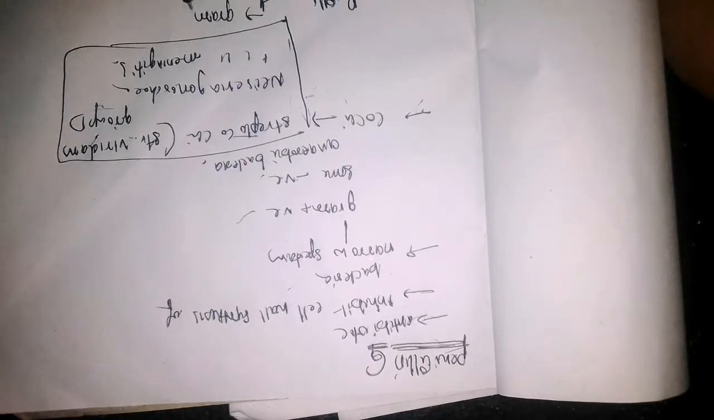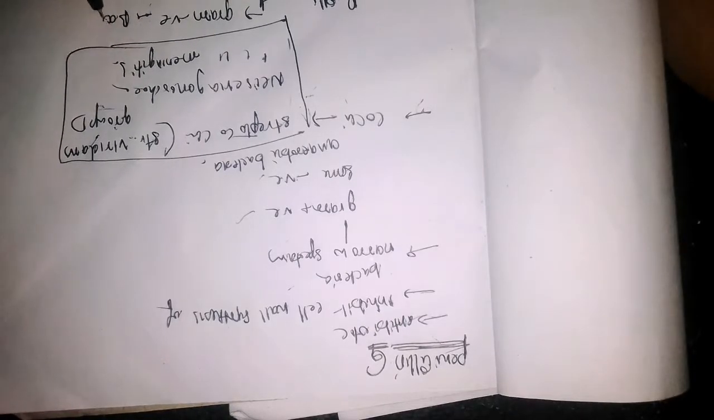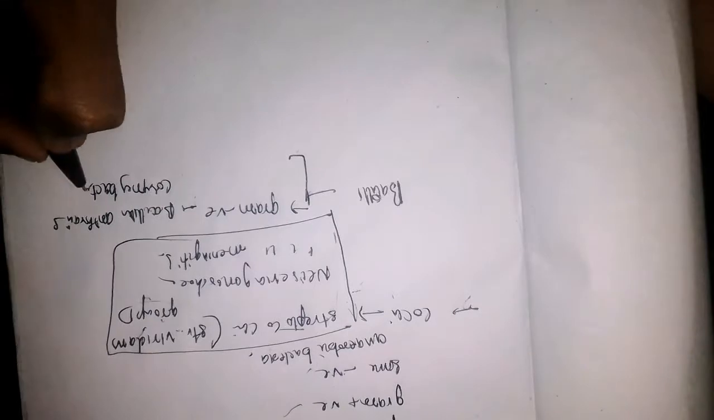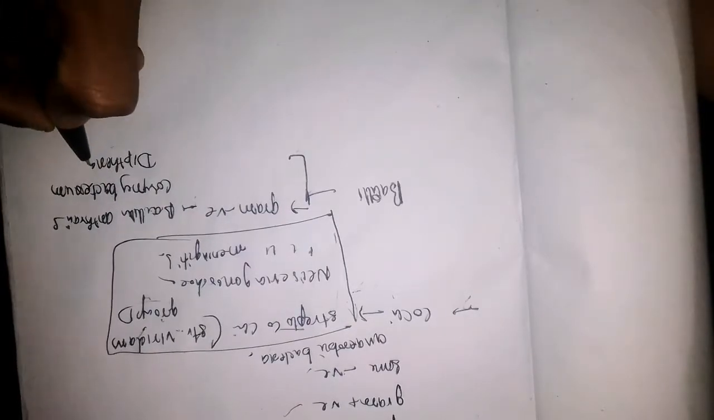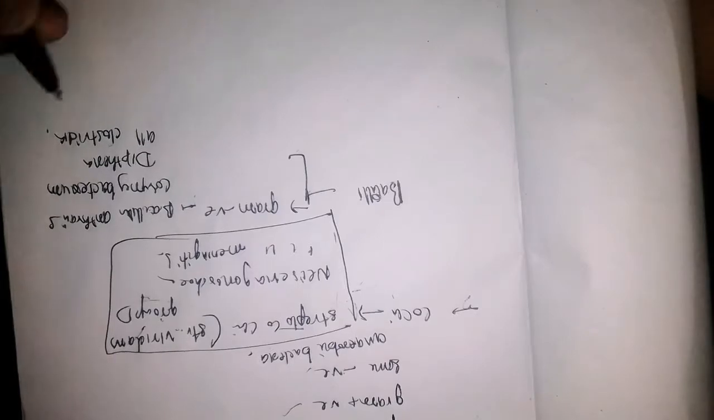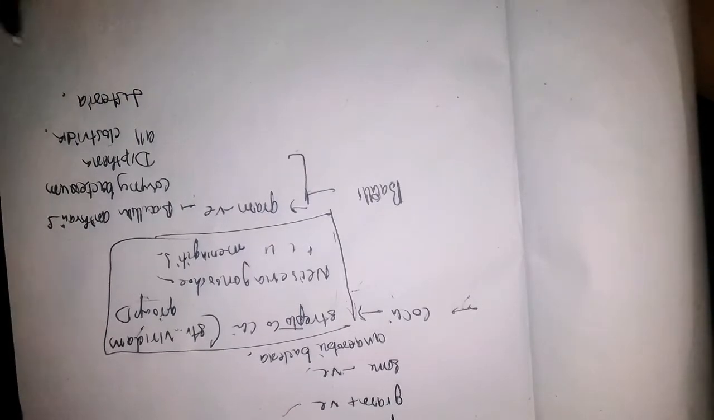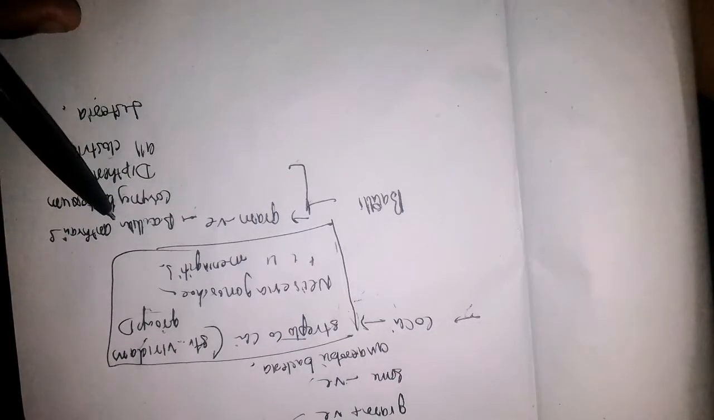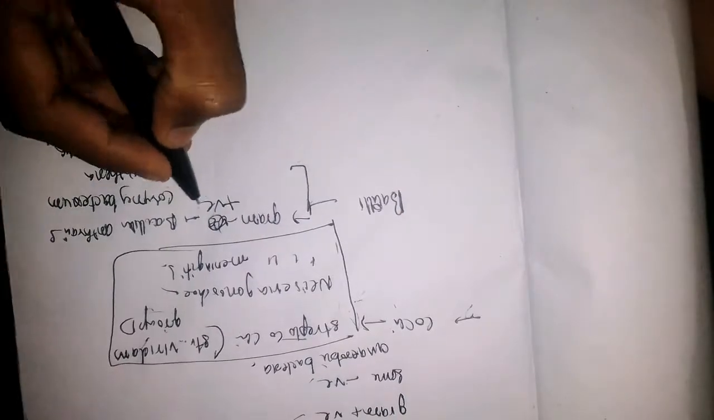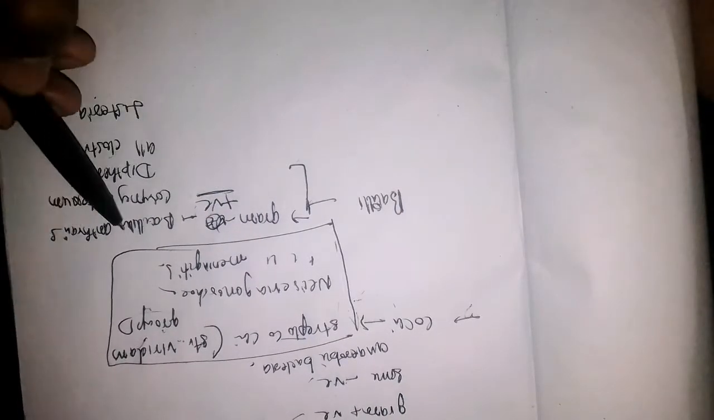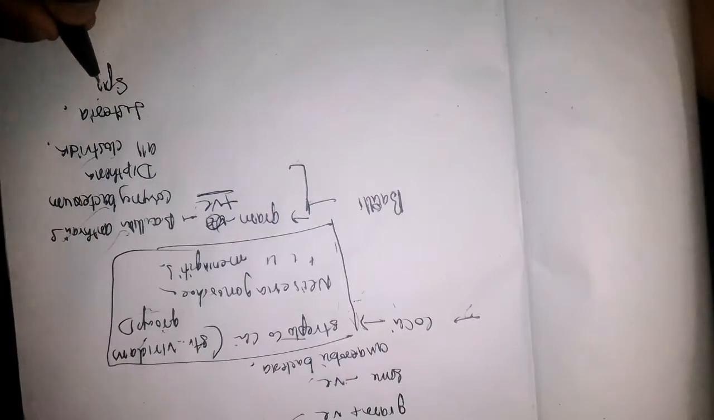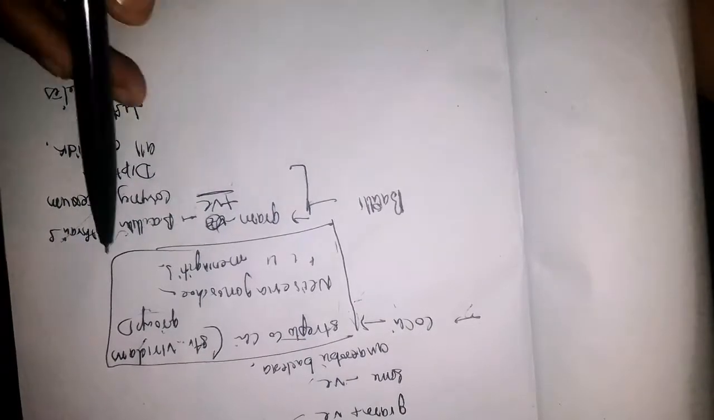Among gram positive bacilli, we have Bacillus anthracis, Corynebacterium diphtheriae, all Clostridium species, Listeria, and spirochetes. These are the gram positive bacilli that are susceptible to penicillin G.